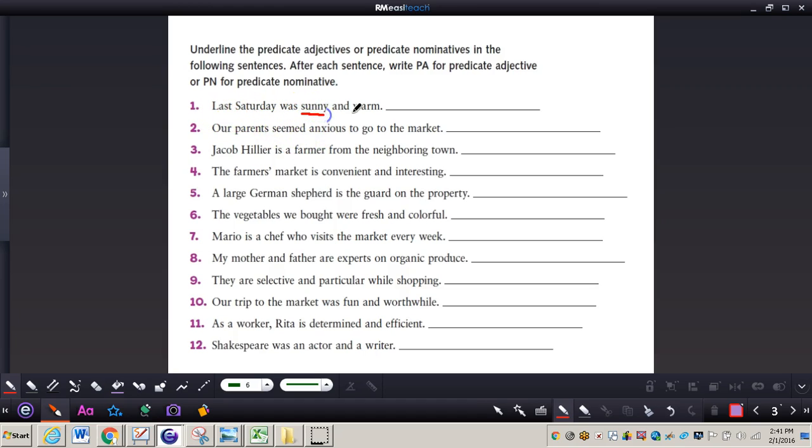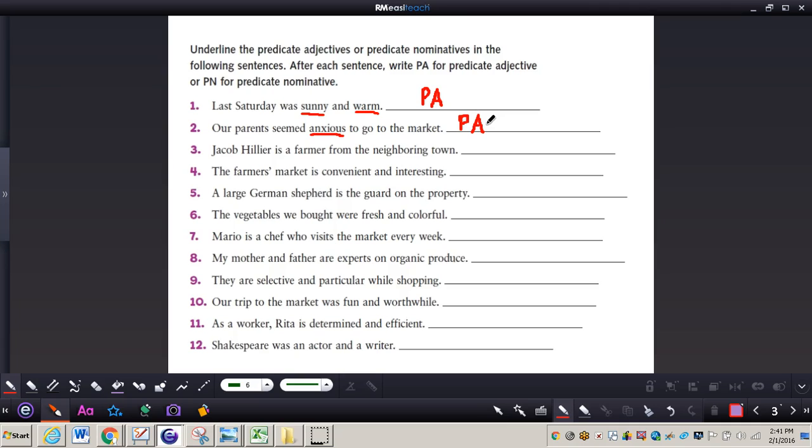So we are underlining sunny and warm, and remember, the predicate adjective is an adjective in the predicate that describes the subject of a sentence. So Saturday is the subject, sunny and warm is describing Saturday, so that would be a predicate adjective, so PA there. Number 2, it says our parents seemed anxious to go to the market, so parents is the subject, anxious is the adjective, so that would be the predicate adjective.